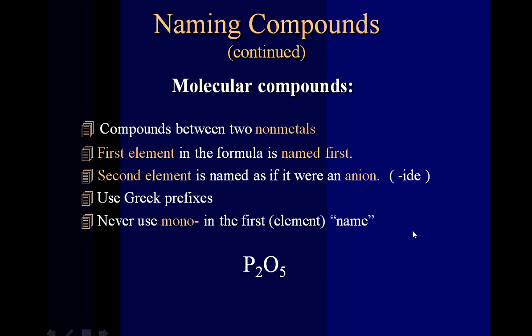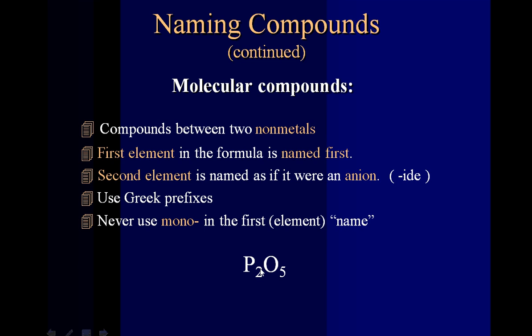All right, so looking at this compound here where we have P2O5. We're going to name the first element as phosphorus, the second element as oxygen. So we have phosphorus and oxygen. However, since we have oxygen, that means we need to drop the -gen and add ide. So we have oxide. So we have phosphorus oxide.